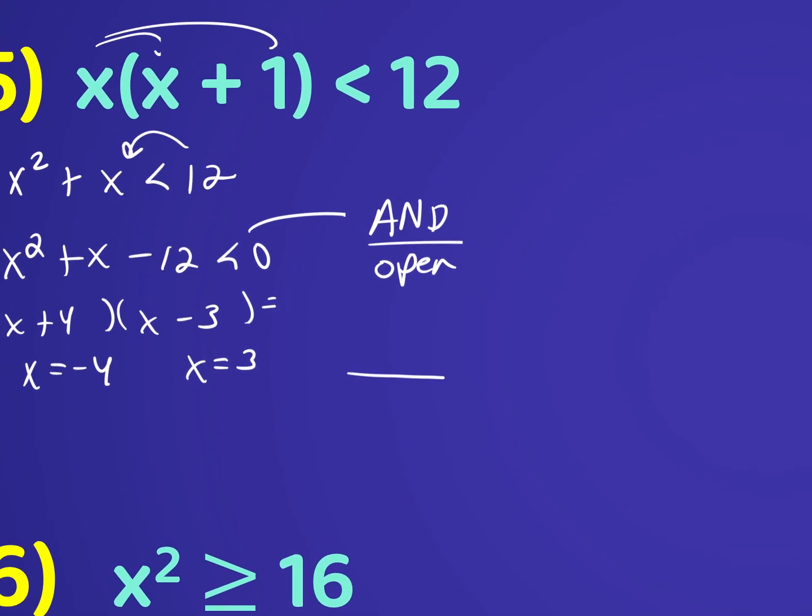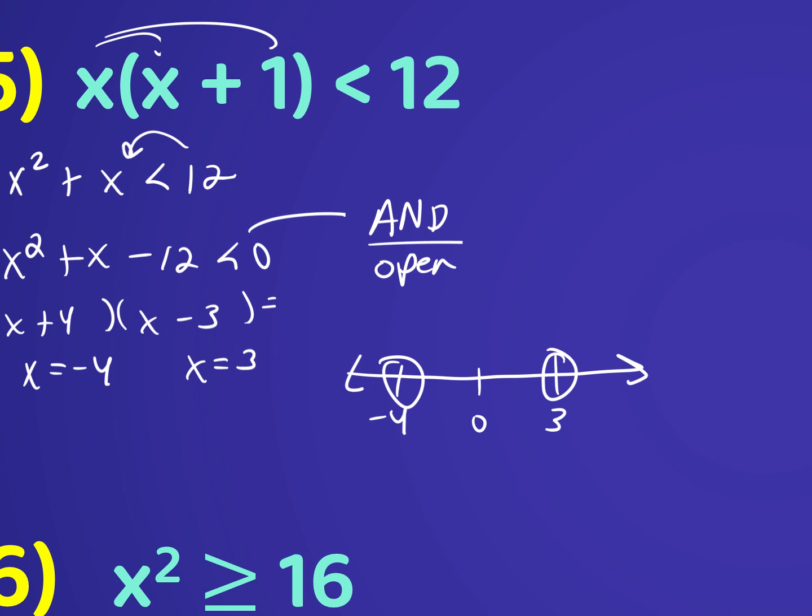Okay, so I'm going to come over here. I kind of ran out of room. Negative 4 is on the left. 3 is over here on the right. 0 is in the middle. Remind yourself, what kind of dots do you have? Open. And you told me it was what kind of an inequality? Less than. It's an and, right? We think and, we go in the middle.